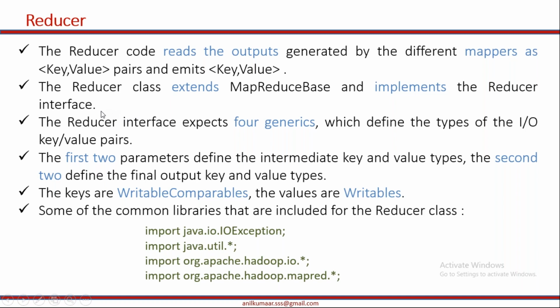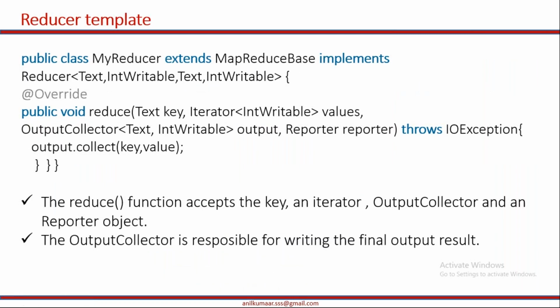So always having the freedom, it may or may not, right? Similarly, here the Reducer interface also always expects 4 generics from your side, 2 for input and 2 for output. The keys are WritableComparables and the values are Writables, of course. And these are some libraries that we need to provide for our reducer class apart from Java, like org.apache.hadoop.io.* and org.apache.hadoop.mapred. So this is about the template here.